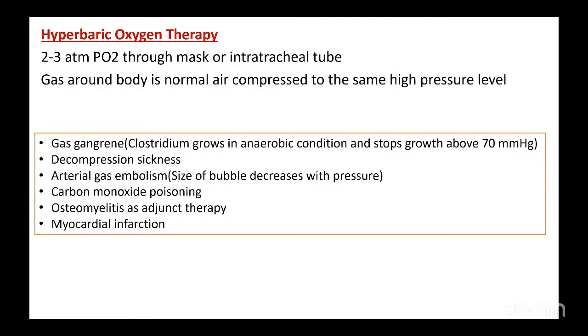One of the things in decompression sickness that you can do is give hyperbaric oxygen. What is hyperbaric oxygen and where else can you use it? This is also a short note that comes. So you give a higher pressure, usually around 2 to 3 atmospheric partial pressure, you give only oxygen.